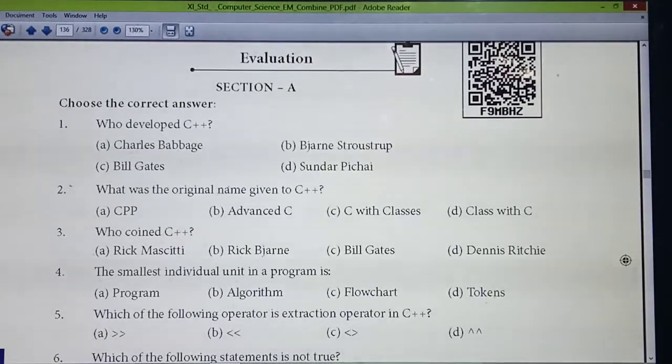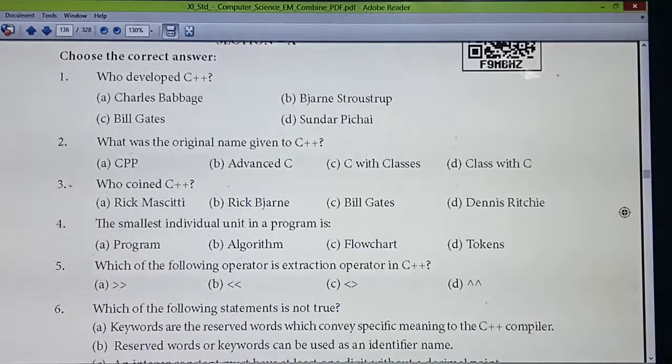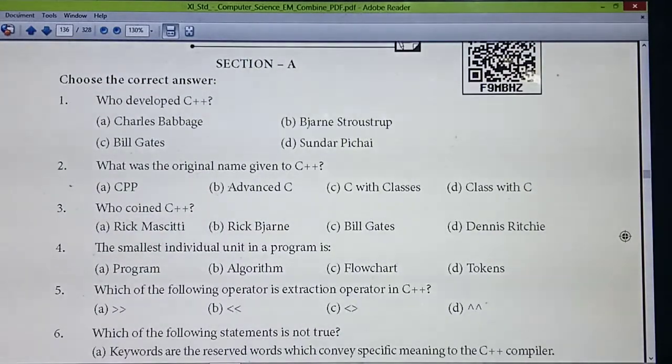Have you all taken? First we can mark the question answers for one mark questions. All of you take page number 130 in your textbook, okay? First one mark question answer is option B, Bjarne Stroustrup. First question answer is option B.